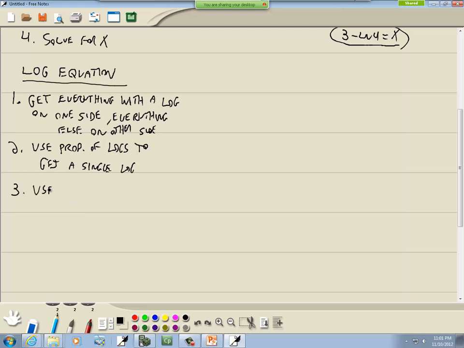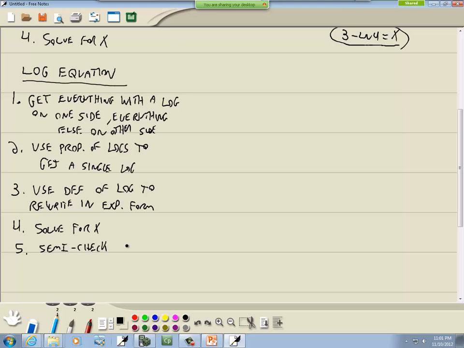Step 3, use definition of log to rewrite in exponent form. Step 4, solve for x. And I know that's kind of vague, but at this point it could be a linear equation, could be a quadratic, could be a rational equation. And step 5, semi-check your answers. We don't need to fully check them, we just need to make sure we don't have log of 0 or log of a negative number.